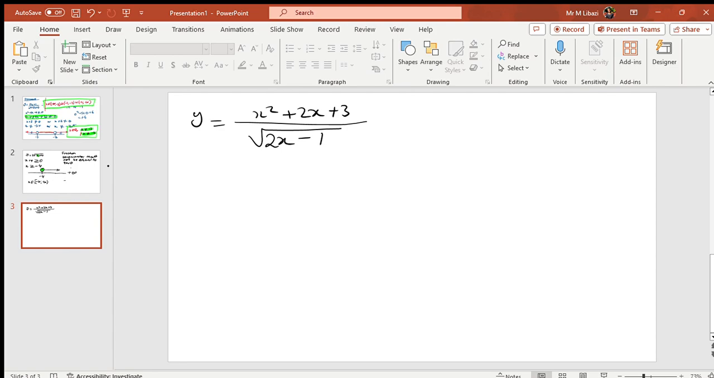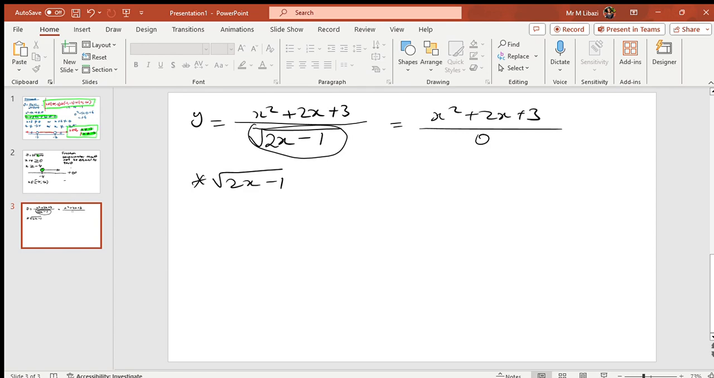Exactly. That is the first thing. The denominator must be greater than 0. And when you're talking about the denominator, you're actually talking about the whole denominator. So we're talking about the square root of 2x minus 1, not only the 2x minus 1, but the whole denominator. We're not allowing any 0 here. So if we have x squared plus 2x plus 3 over 0, this will be undefined. So now this must be greater than 0, so we're not even including an equal sign.